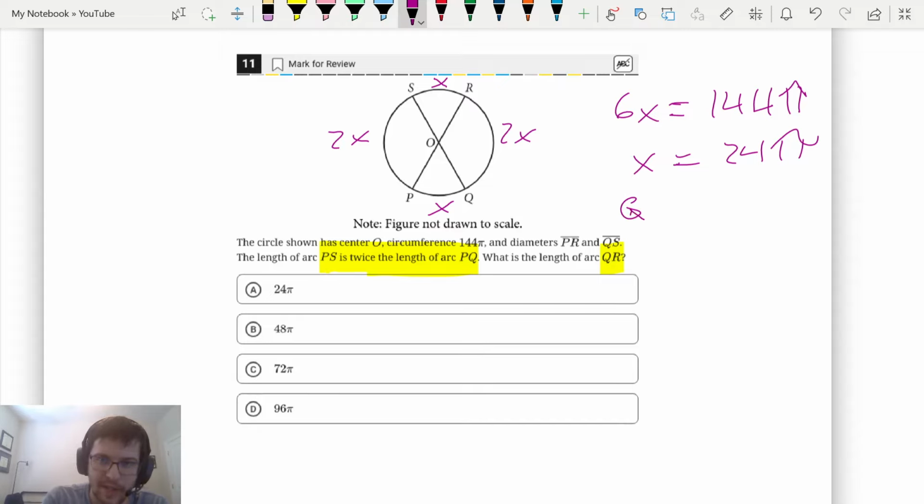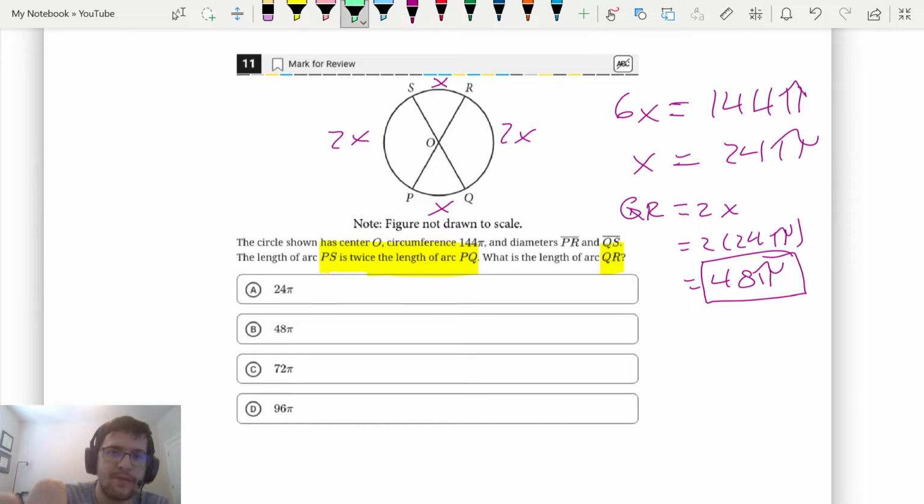So QR, based on our picture, is 2x. So we have to do 2 times 24 pi, which is 48 pi. So the final answer is B.